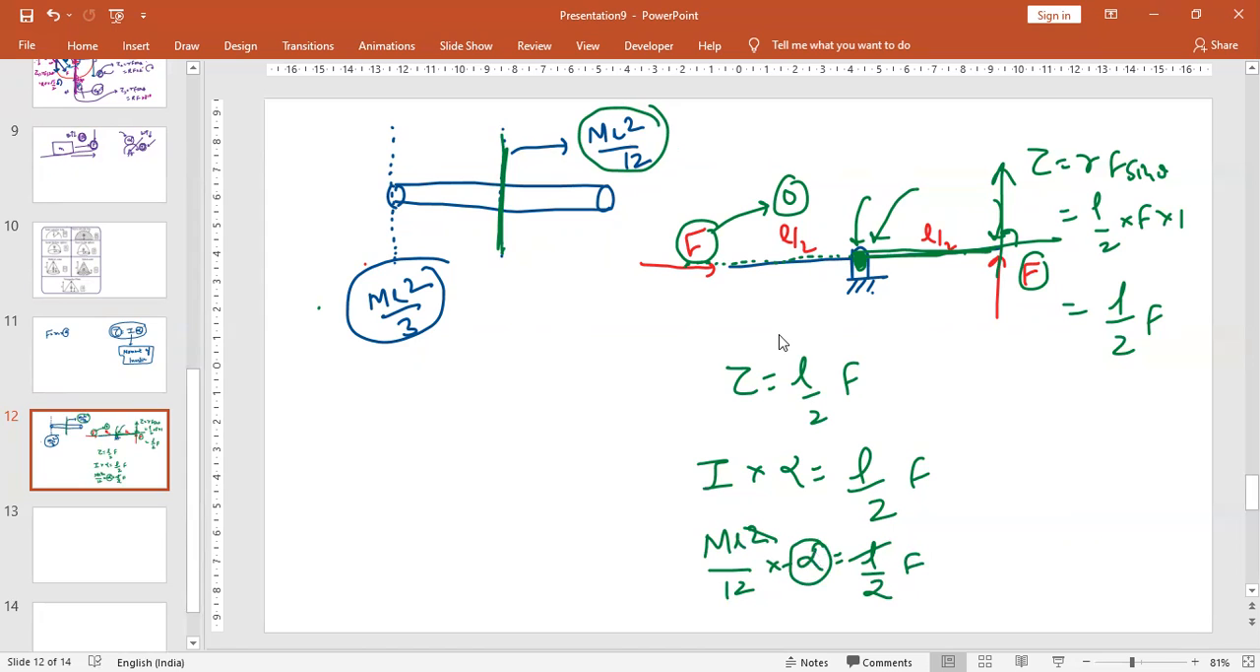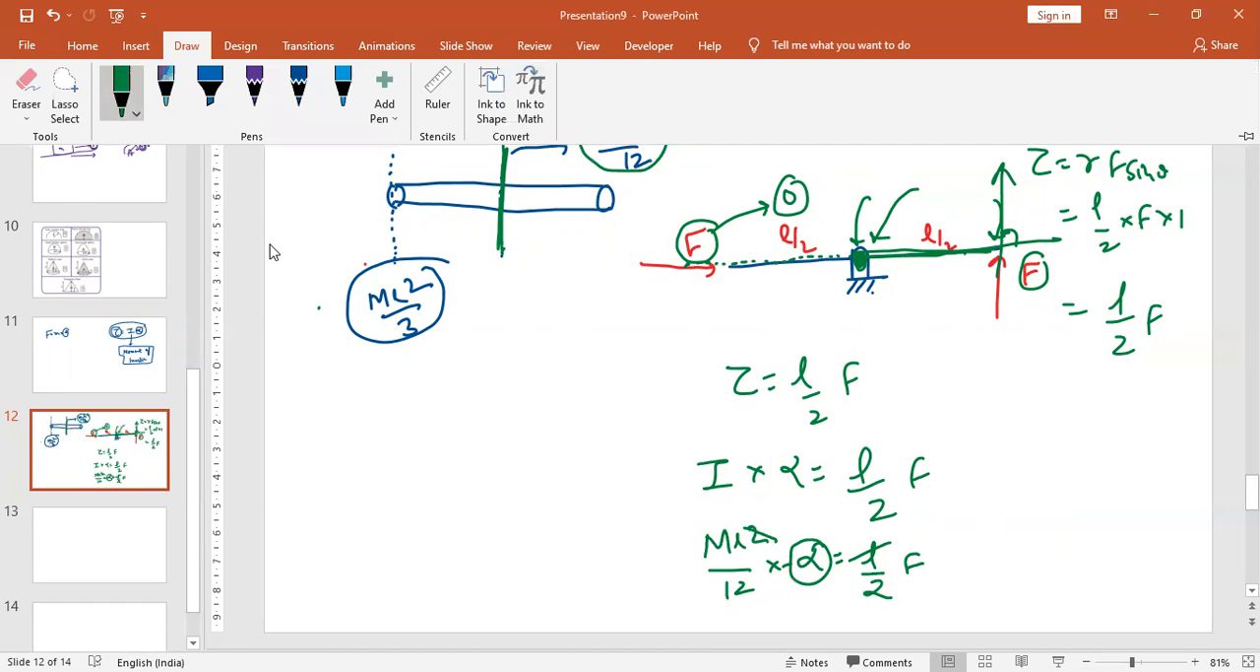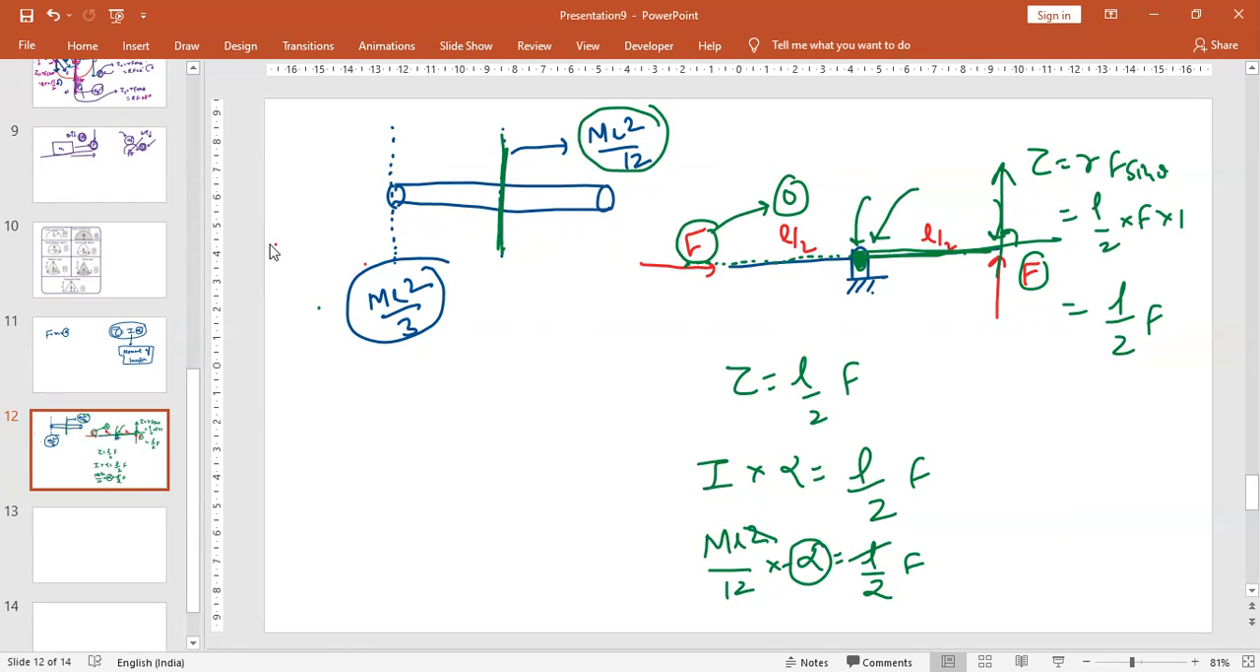Oh, Ram. Okay, you don't know moment of inertia. Okay. First write it down. I'll explain what moment of inertia is. Yeah, I'll go to the previous slide.